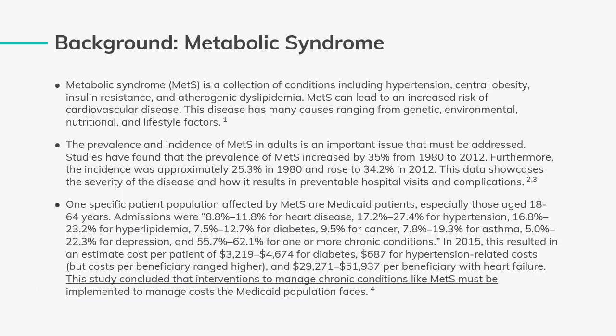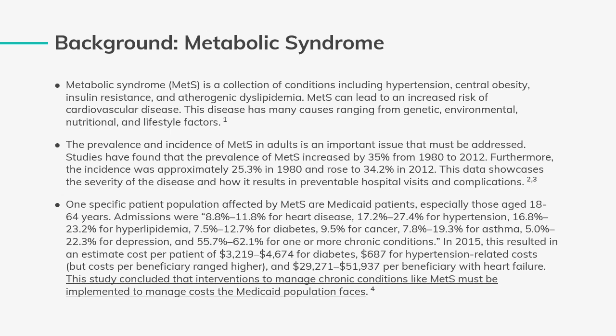So, a little about metabolic syndrome. It is a collection of conditions including high blood pressure, obesity, type 2 diabetes, and abnormal blood lipid levels. Metabolic syndrome has been associated with an increased risk of cardiovascular disease. A study found that the disease became 35% more prevalent from 1980 to 2012 and is continuing to do so. This condition has disproportionately affected the Medicaid population and has caused preventable hospital visits and adverse health outcomes. There are more specific statistics on this slide regarding how many are hospitalized and the monetary cost of treatments.